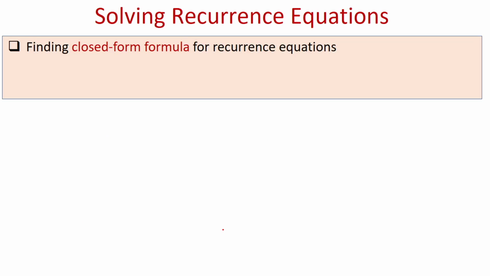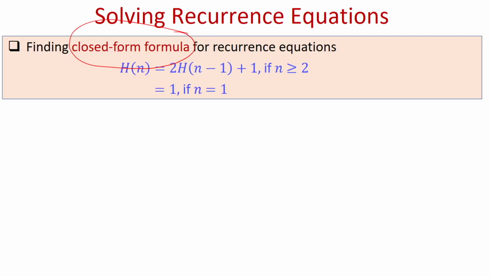So now we know how to count using recurrence equations. The next thing that we would like to do now is how to solve those recurrence equations. And when I say I want to solve a recurrence equation, I mean finding a closed form formula for that recurrence equation. So what exactly does that mean?